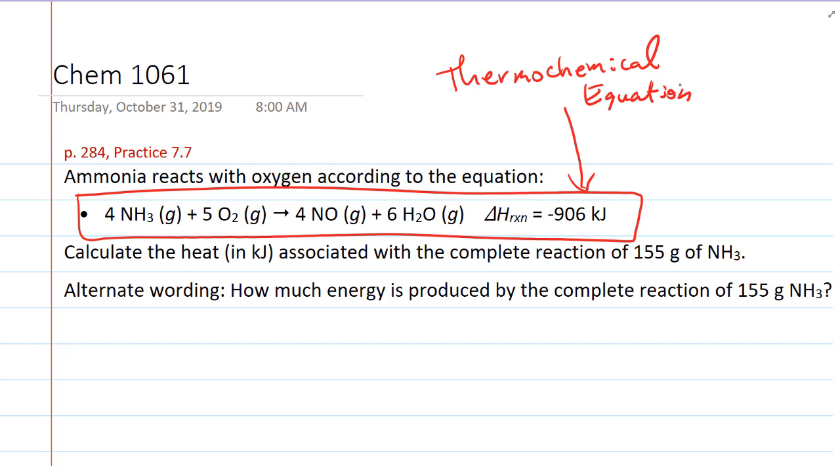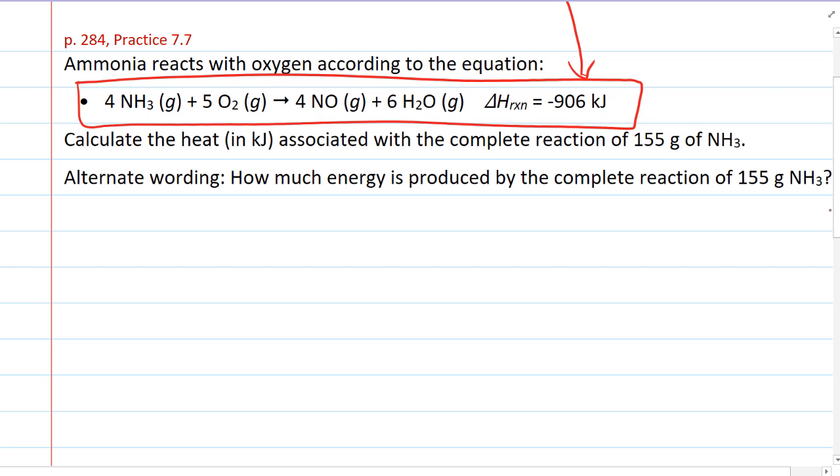So in this case, if we were trying to find out how much heat is given off, we could say: calculate the heat in kilojoules associated with the complete reaction of 155 grams of ammonia. So here's how we go about doing that. We're going to start off with what we're given, and what we're given here is 155 grams of NH3. And we want to calculate the heat in units of kilojoules out here in the answer.